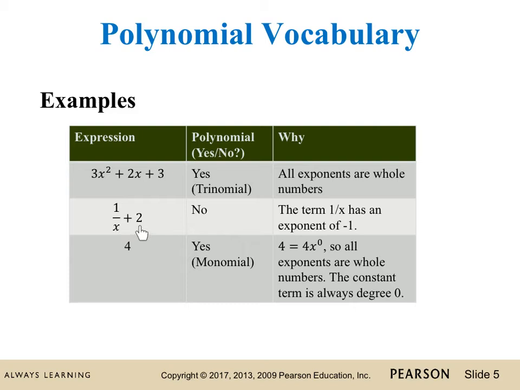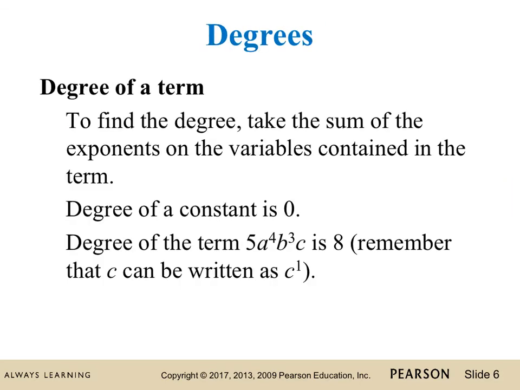Something like 1 over x plus 2, that is not a polynomial. Because really, if we think about this 1 over x, that's an exponent of x to the negative 1. So when I write 1 over x, I could really write that as x to the negative 1, and that's not a whole number exponent. That's a negative exponent. Now something like 4 technically is itself a polynomial. It's a monomial because there's only one term, and it's technically 4 times x to the power 0, so the exponent on this term is 0. Constant terms are always degree 0. I'm actually going to talk about degree on this next slide.